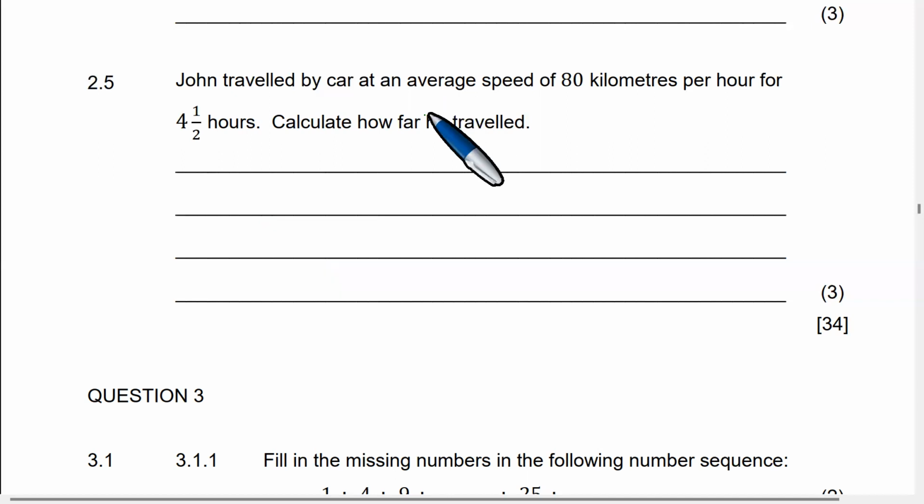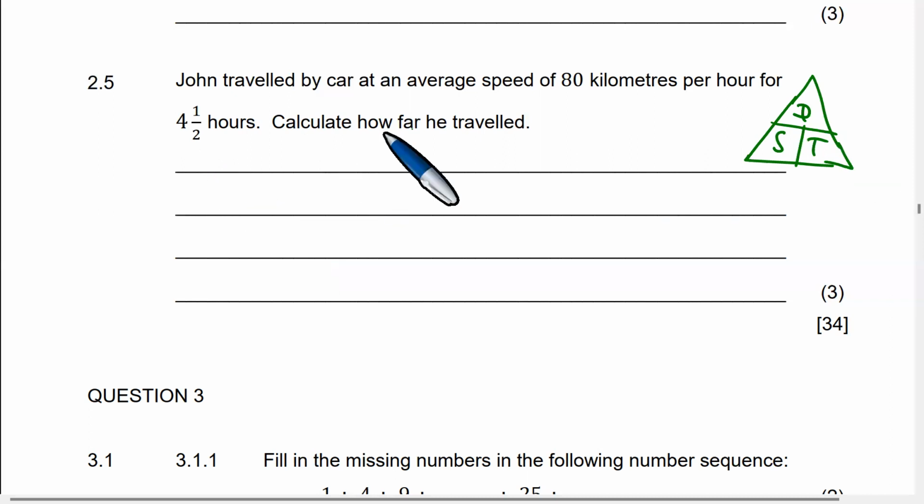Let's check. Okay, John traveled by car at an average speed of 80 kilometers per hour. Calculate how far he traveled. So you need to use a triangle here. There's a triangle like this, where we say speed is distance over time.